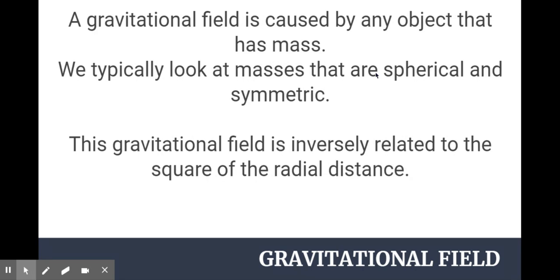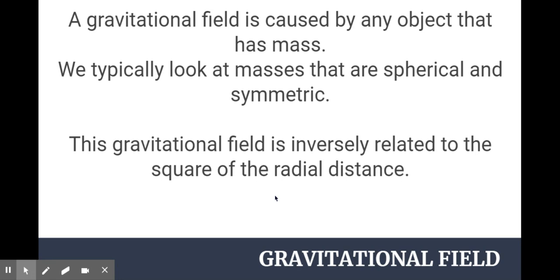Now, the gravitational field is caused by anything that has mass. Now, typically in this situation, we're going to treat all masses as if they're a sphere and they're symmetric, evenly distributed. It makes our life a lot easier. Also, make sure you're familiar with the phrase inversely proportional. It tells us about the relationship between different variables. Okay, the gravitational field is going to be inversely proportional to the square of the radial distance. Okay, if something's inversely proportional, that means that they behave oppositely.